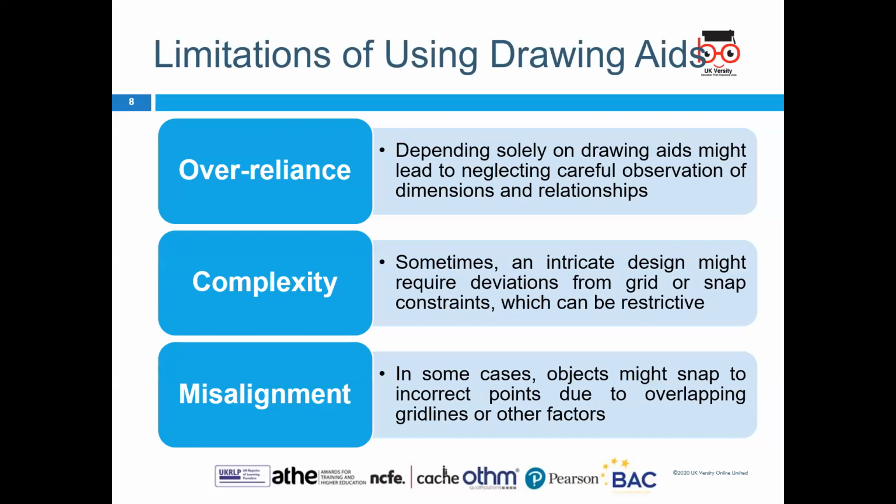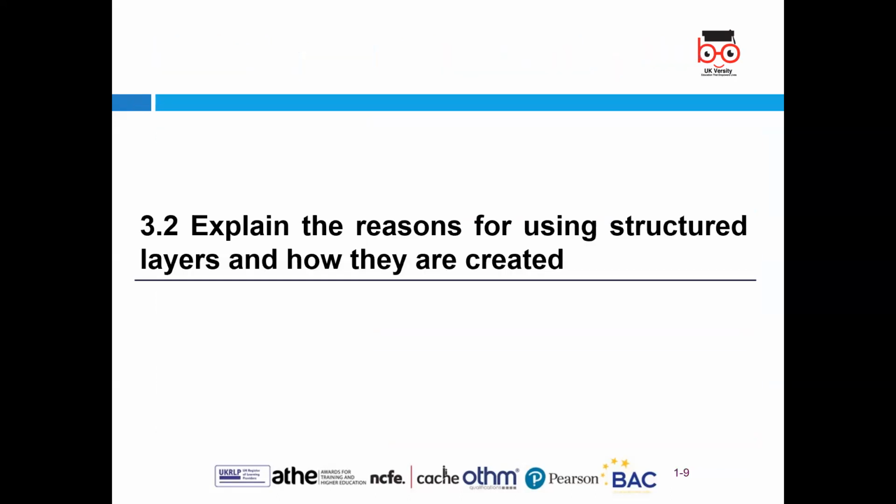Sometimes an integrated design might require deviations from grid or snap constraints, which can be restrictive. And third is misalignment. In some cases, objects might snap to incorrect points. For example, instead of a straight line, it can be like a 10-degree snapping, due to which overlapping grid lines or other factors may occur in the 2D CAD drawing.